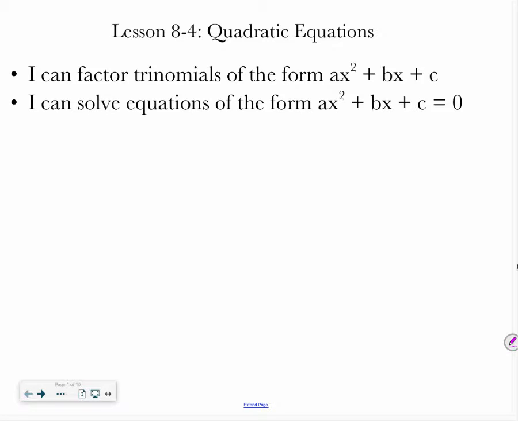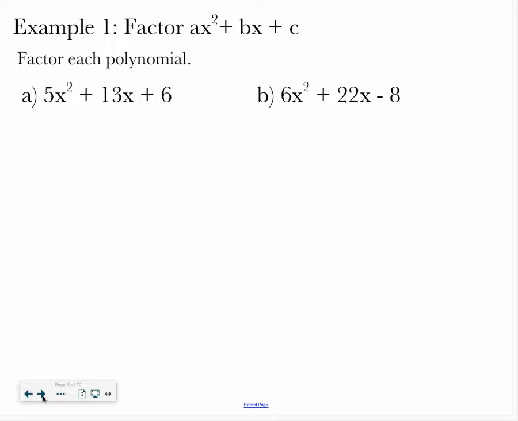So this is basically what we did yesterday, except today we're adding a number in front of your x squared variable, okay? So we're going to have a coefficient up there. So it's going to be fairly similar, but there's just going to be like two more steps, okay?